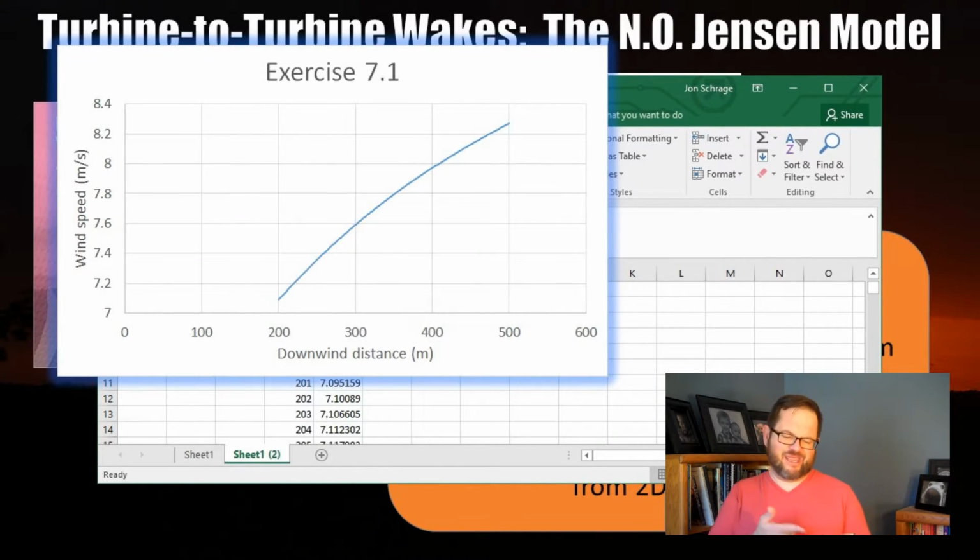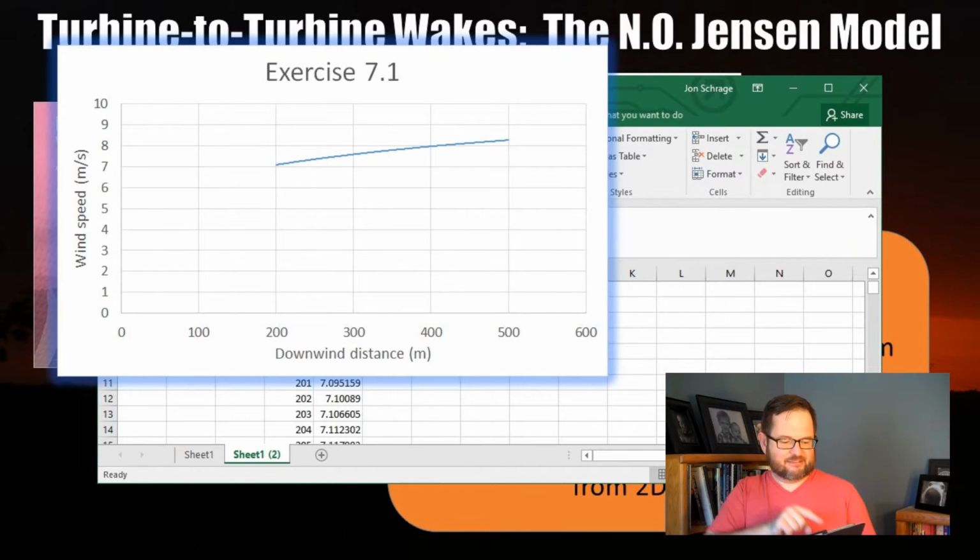Boy, that's a big, oh wait, look at my y-axis. The y-axis only runs from 7 to 8.5 meters per second. Let's normalize this axis a little bit and have it run from an origin at 0 up to 10. Oh, well, now I can see my wind speed is actually only changing a little bit over that distance, from 200 meters downwind to 500 meters downwind.